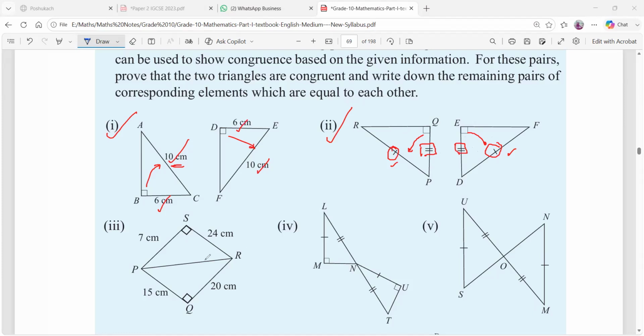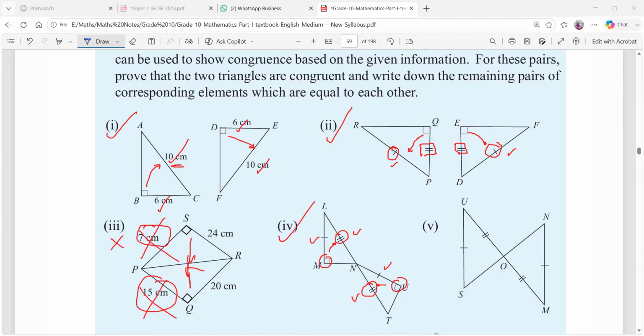Third one, can you say this one is congruent? No, we cannot say, because why? 7 centimeter, is there 7 centimeter? No. There are no. Here only what? Hypotenuse equal each other. That's the case. Here in front of 90 degrees, it's hypotenuse equally, two lines. So hypotenuse equal, and another line equal. So this is congruent.